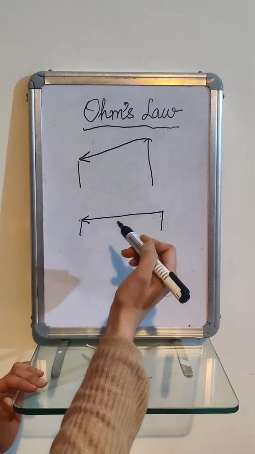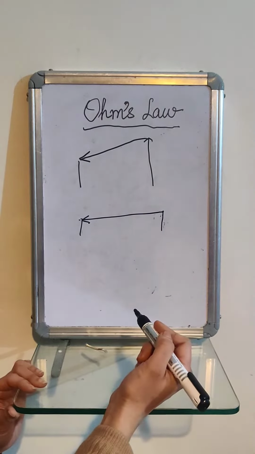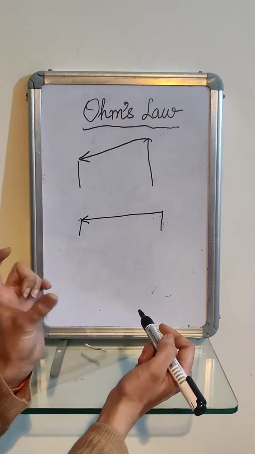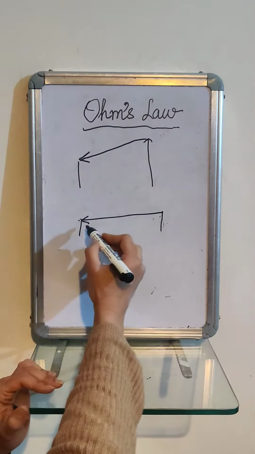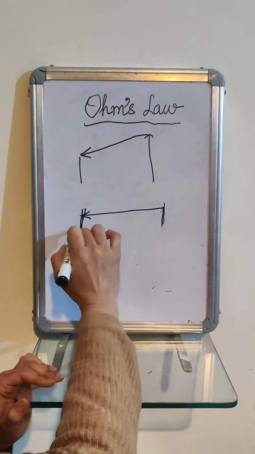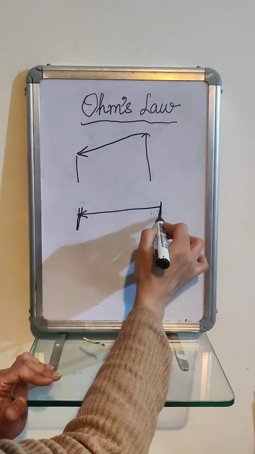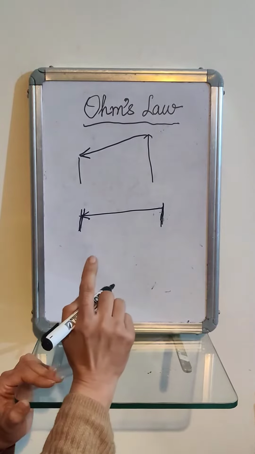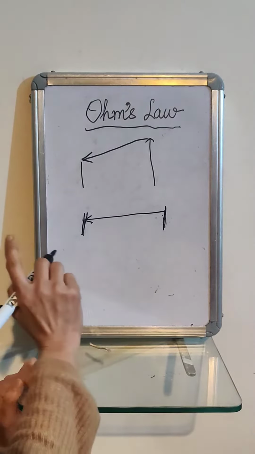So how is that potential difference created? The function of a cell or a battery is to create the potential difference between two ends. It creates a potential difference between the two terminals of the cell. It is because of this potential difference that electric current flows.